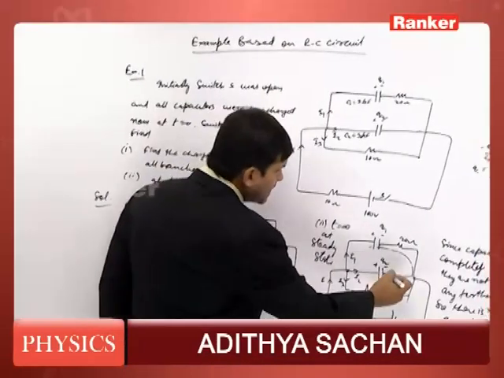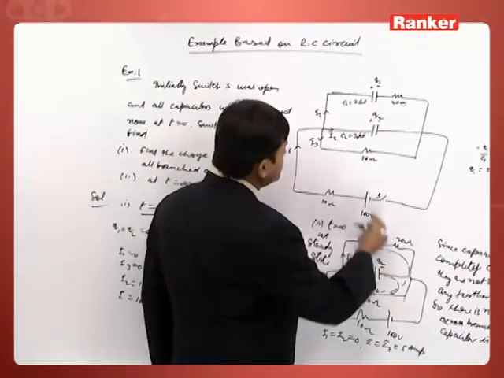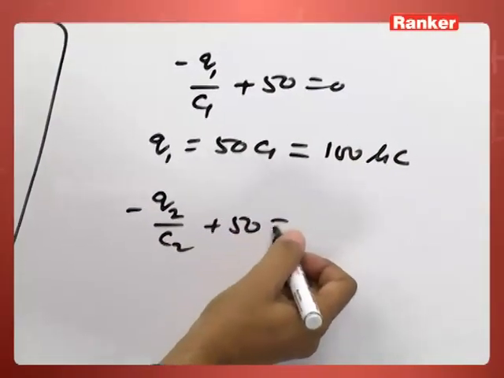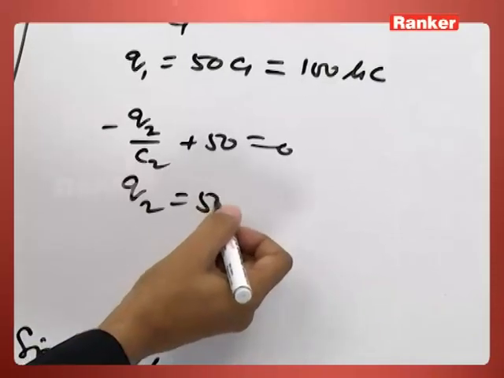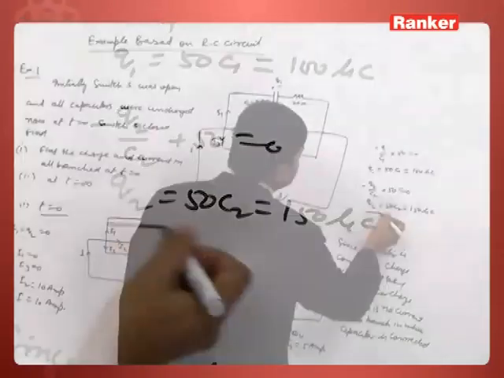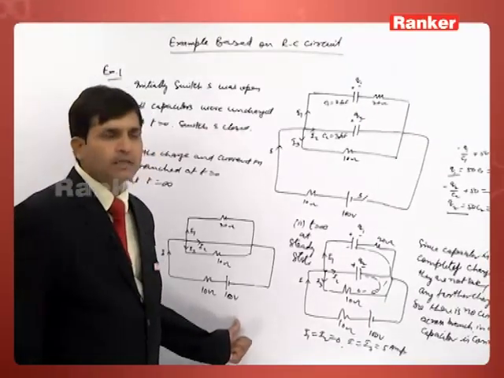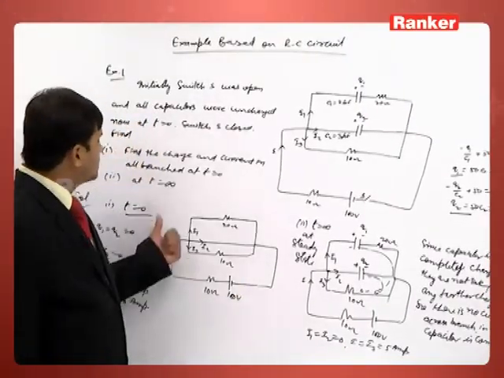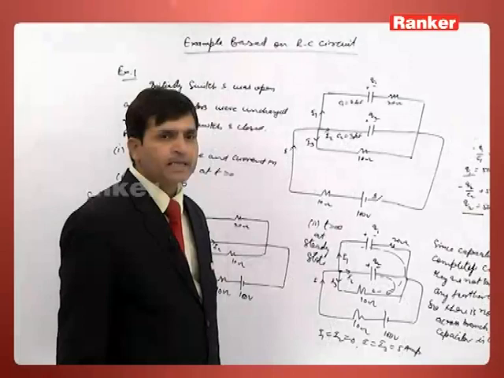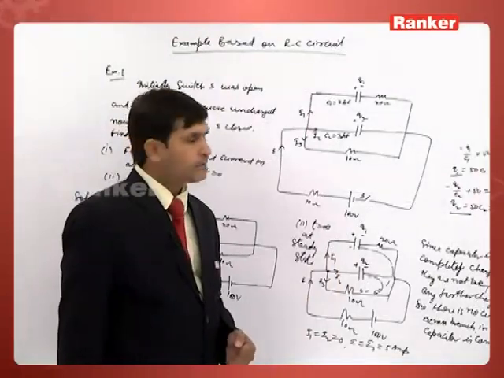Similarly, when we are applying Kirchhoff's law in this loop, we can write the equation minus Q2 by C2, plus 50, again 0. So Q2 is 50 C2, and C2 value given is 3. So 150 microcoulomb. So Q2 and Q1 values we can get like this. In this manner, we are solving the problem at a steady state. So at a steady state, what do we have to take? There is no current across the branch in which a capacitor is connected. And then we can apply Kirchhoff's law.